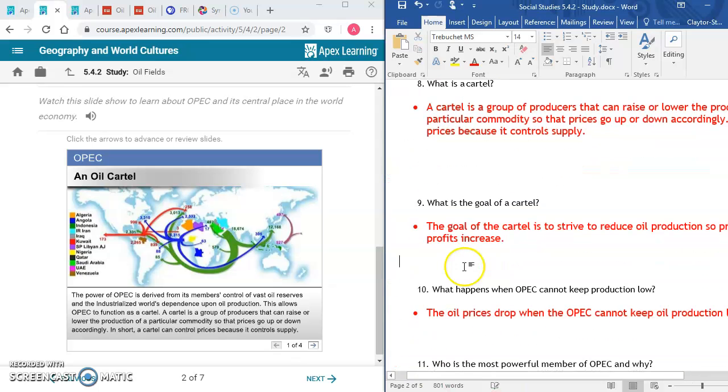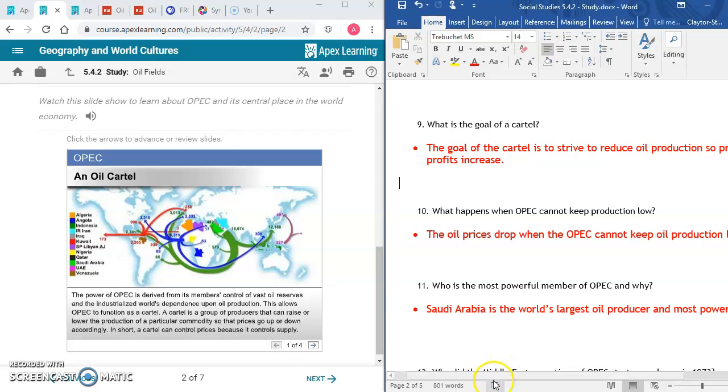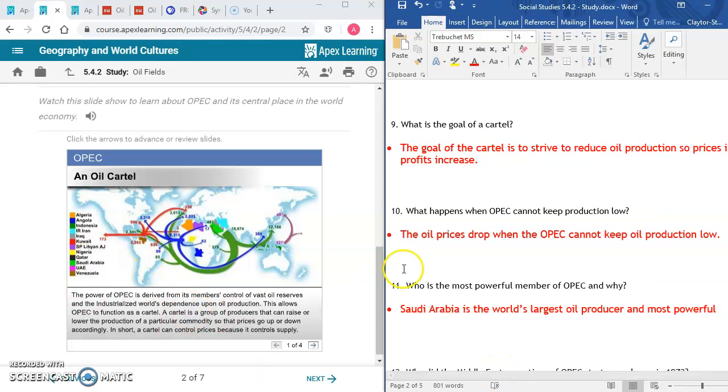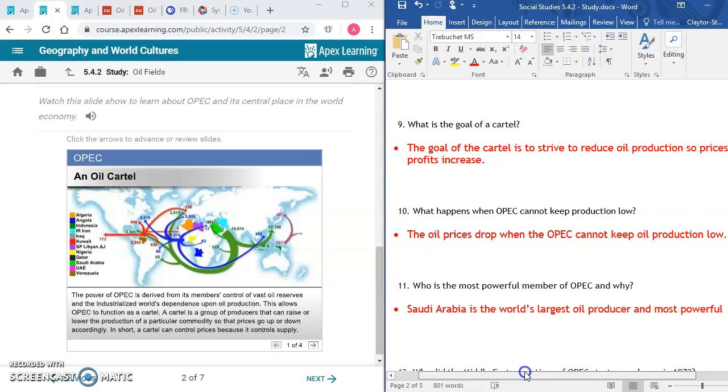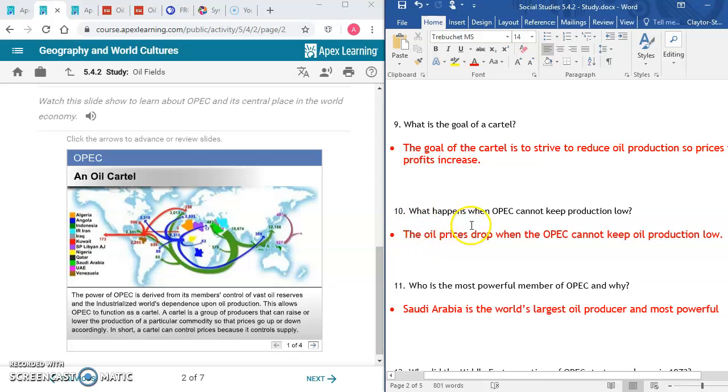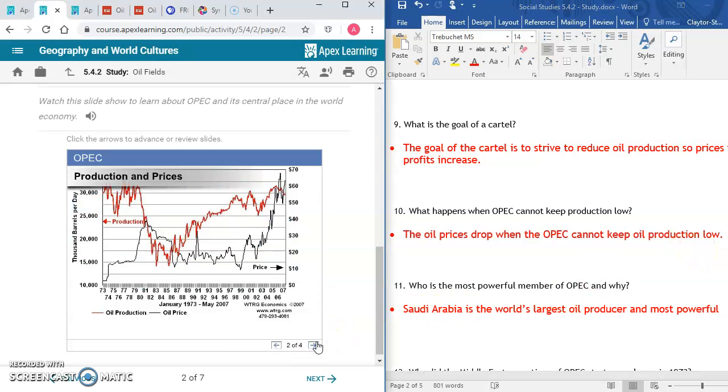Let's go down. We're on number 9 now. The goal of a cartel. If we read these slides, we're good. Okay, but it says a cartel strives for, over here we're going to say the goal of the cartel is to strive to reduce oil production so prices increase and profits increase. Okay. What happens when the Organization of Petroleum Exporting Countries cannot keep production low? The oil prices drop when OPEC cannot keep oil production low. Okay, that's on this slide.